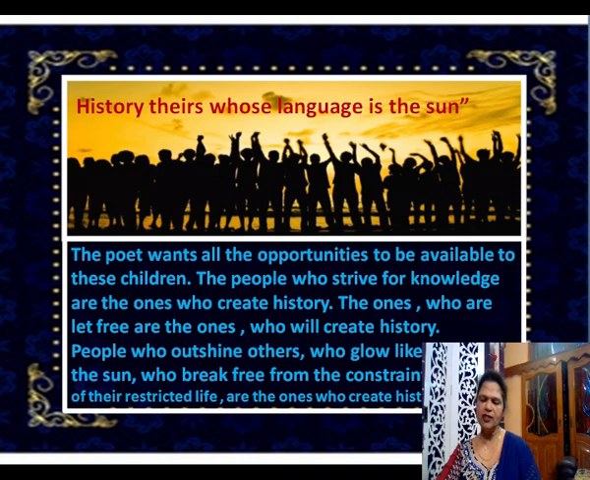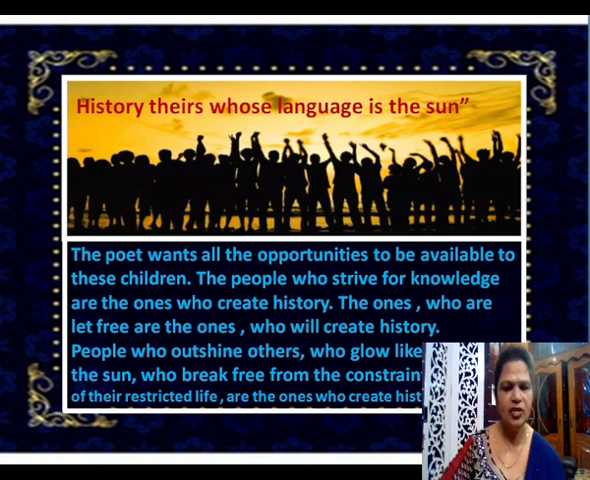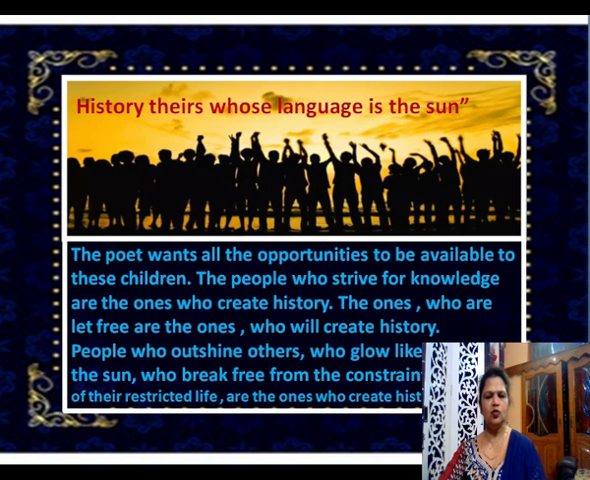So the poet only wants that all the opportunities, all the facilities which are being enjoyed by the other children in other parts of the country must be given to these children, because we all are the children of God, and God has made this nature, the beautiful nature, for each of his children. So why are these children being deprived? So they must also be given each and every facility, and they must also be there to enjoy each and every beauty of nature.